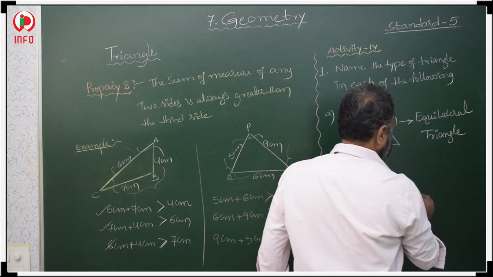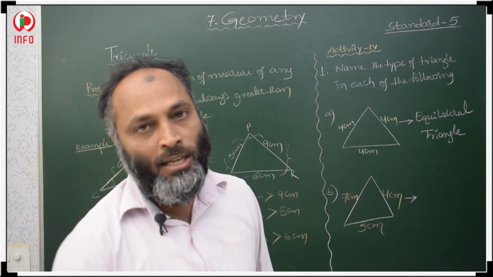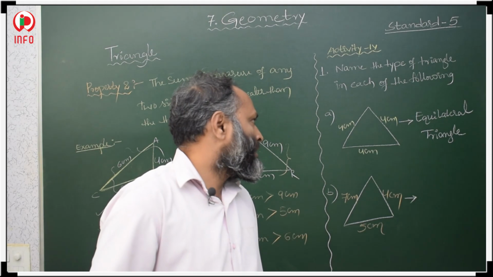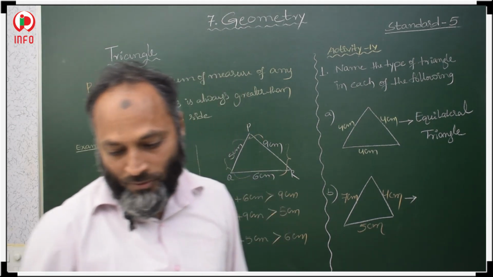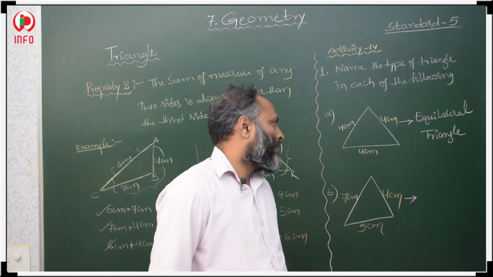If all three sides are equal, then the triangle is an equilateral triangle. Here all three sides are 4 centimeters, so this is an equilateral triangle. Okay.